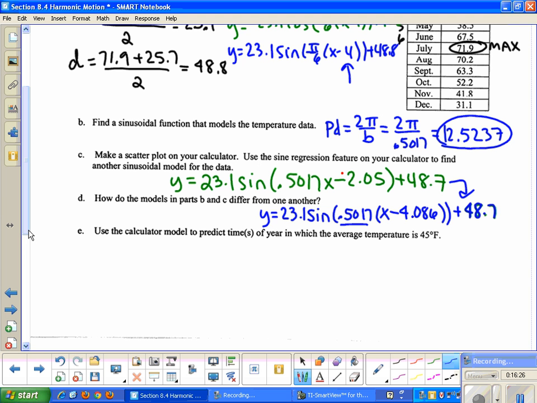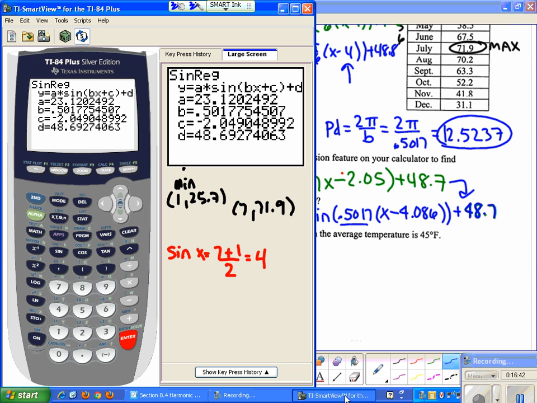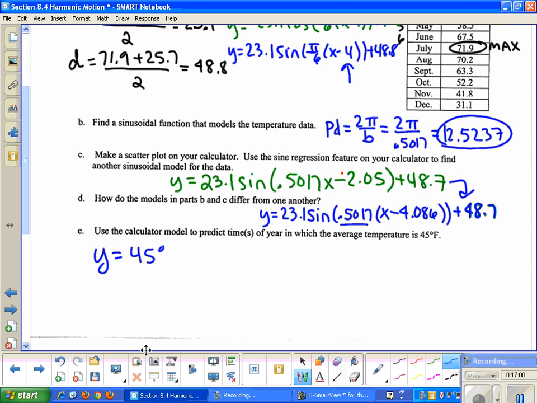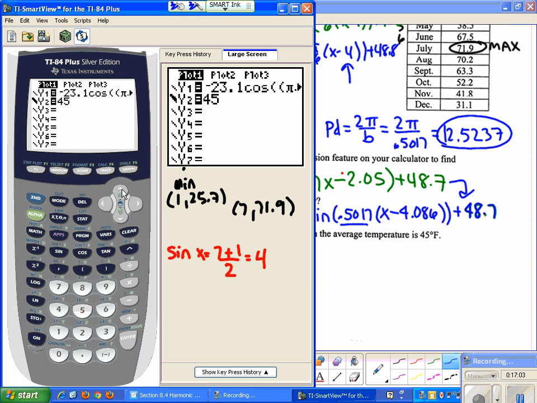So then part E says use the calculator model to predict the times of year which the average temperature is 45 degrees. So if I want to predict the time of year when it's 45 degrees, I'm plugging that into my y equals, and I'm going to look at the intersection for the two. So in my y equals, I'm going to leave my cosine graph and just clear this one out. So I'm going to do 45. And you want to make sure you use the calculator model, so I should plug that one in.